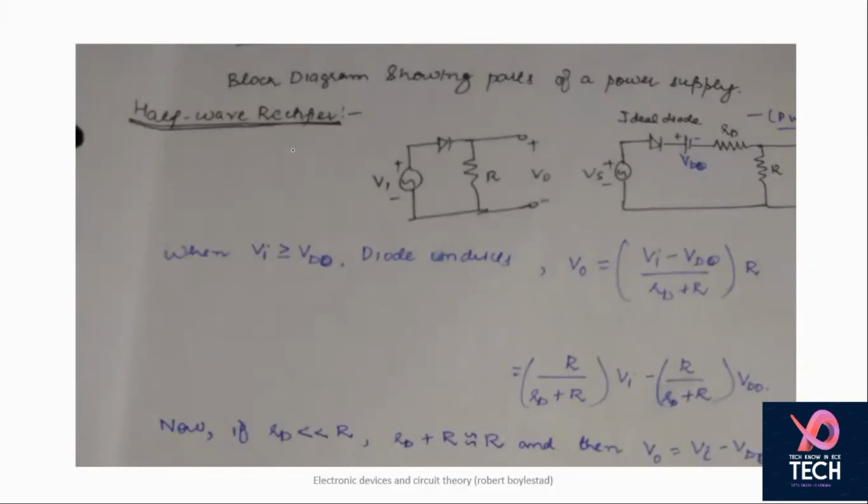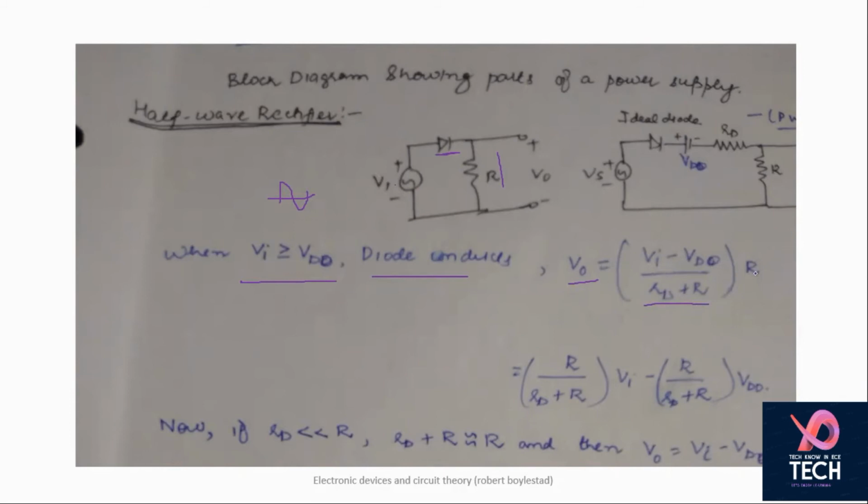The block diagram we have already discussed, so no need to discuss. Now, instead of your transformer, I directly say that some AC supply is coming. Okay. Then when your input is greater than VD, VD meaning the diode voltage, the diode conducts. So your V output is equal to V in minus diode voltage over load resistance. So also there is a resistance corresponding to the diode. So you are getting this value.